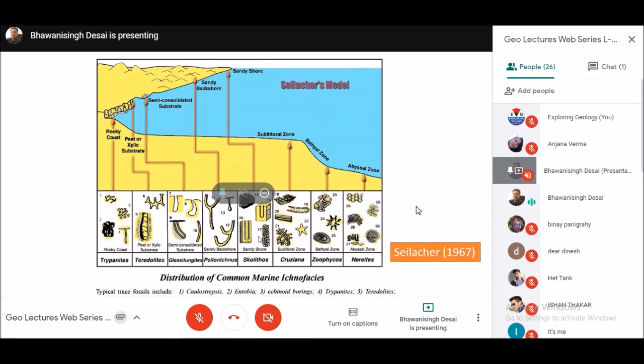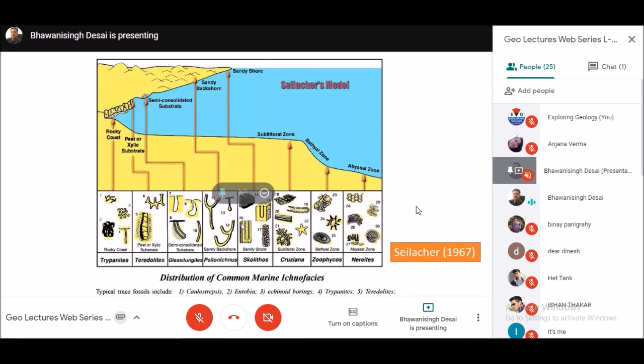Now, what does it mean? So I have a complete range from Psilonichnus, Skolithos, Cruziana, Zoophycos to Nereites. Nereites occurs in the very deep abyssal zone. Zoophycos in the bathyal zone, but in the shallower area, it is Cruziana, Skolithos, Psilonichnus.